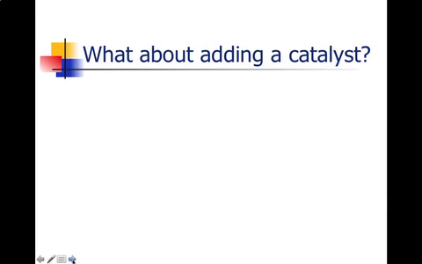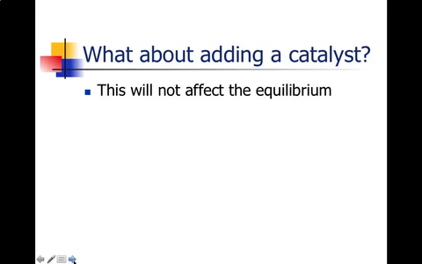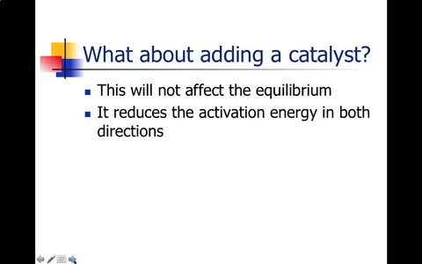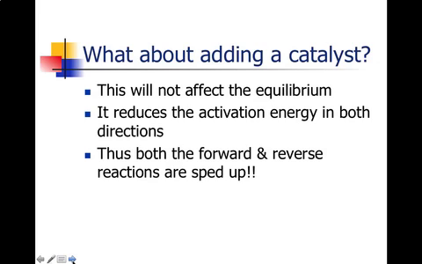If you add a catalyst, we know that that changes the activation energy, it decreases it, but that will not affect the equilibrium. Again, it reduces the activation energy in both directions, so it's not going to have an effect on the equilibrium. The rates will, though, both speed up, so both the forward and the reverse are going to be sped up.